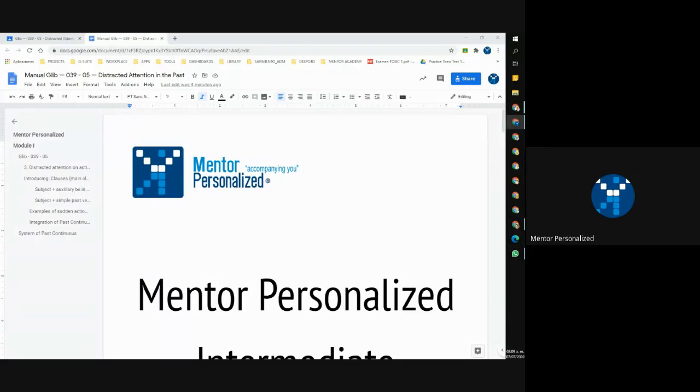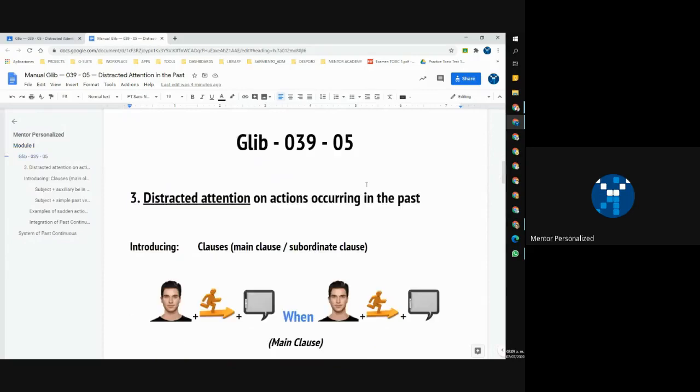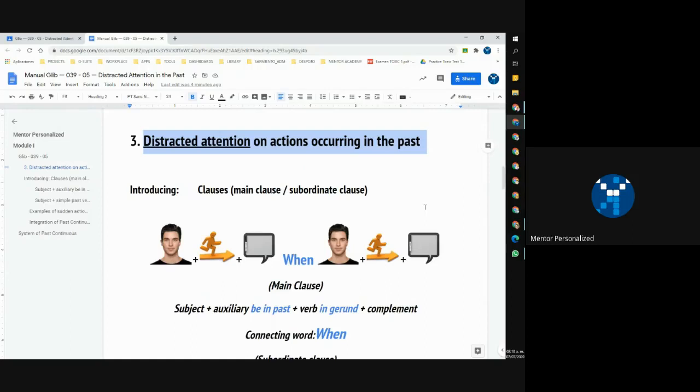Okay, so we will start today with Glib number 5 in the first module of the intermediate course of English of Mentor Personalized. Glib number 39 in the Perfect program. With this topic, it's the third concept of past continuous, which is distracted attention on actions occurring in the past. Repeat, distracted attention. Very good. Distracted attention is the third concept of past continuous.